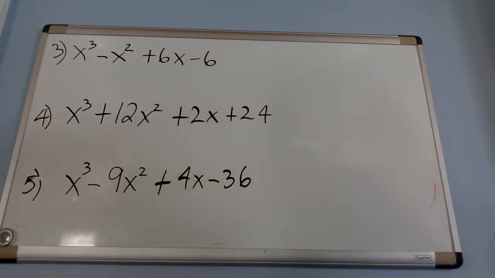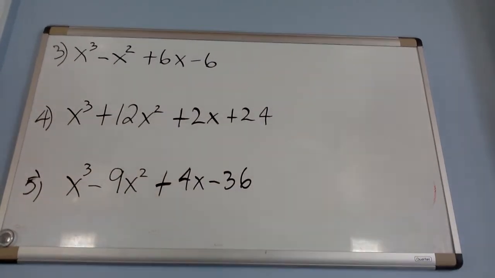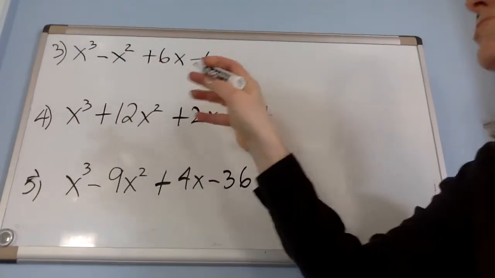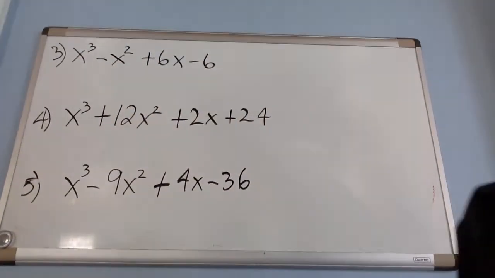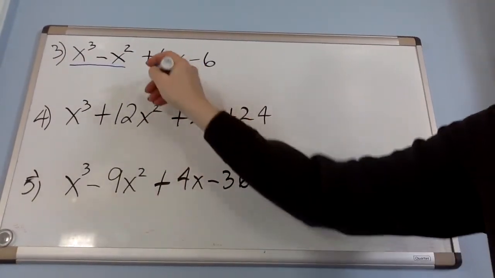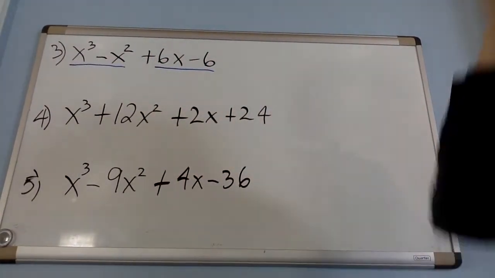Okay, everybody, so we're going to go through the last three problems that were in the homework set that's due today. So let's take a look at problem number 3. Again, I need to factor it by putting it into groups first. Two groups of 2. I'm going to use blue. So these two go together, and then these two go together.